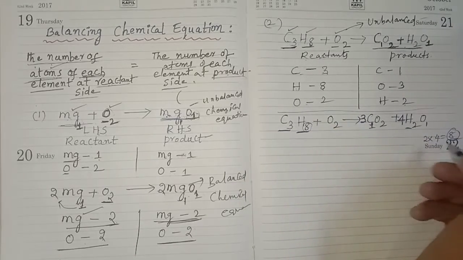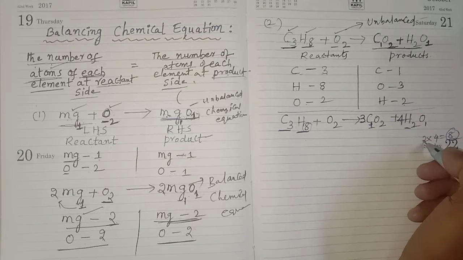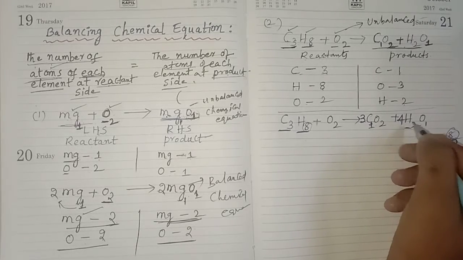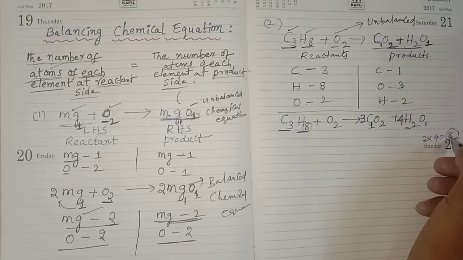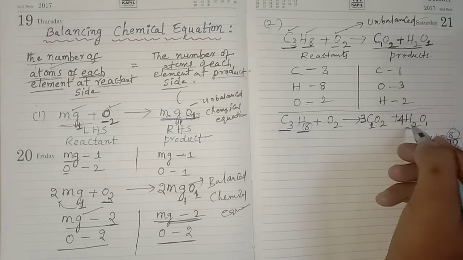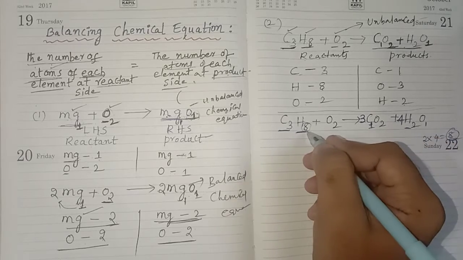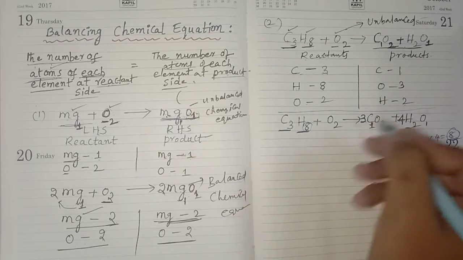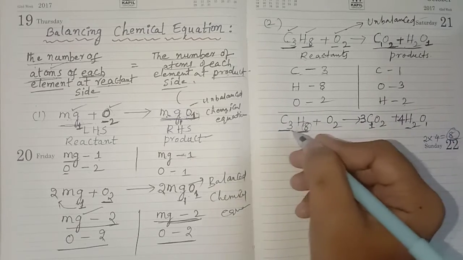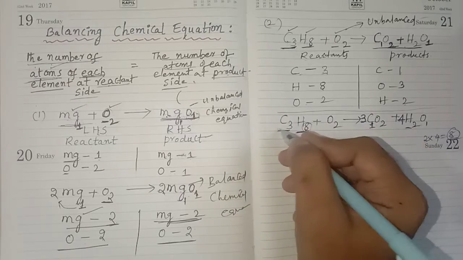How do you get the value 8 here? When you multiply 2 into 4, you will get 8. So 2 fours are 8. The number of hydrogen atoms is 8 at the product side and 8 at the reactant side. So we have balanced the hydrogen atoms, and we have already balanced the carbon atoms.